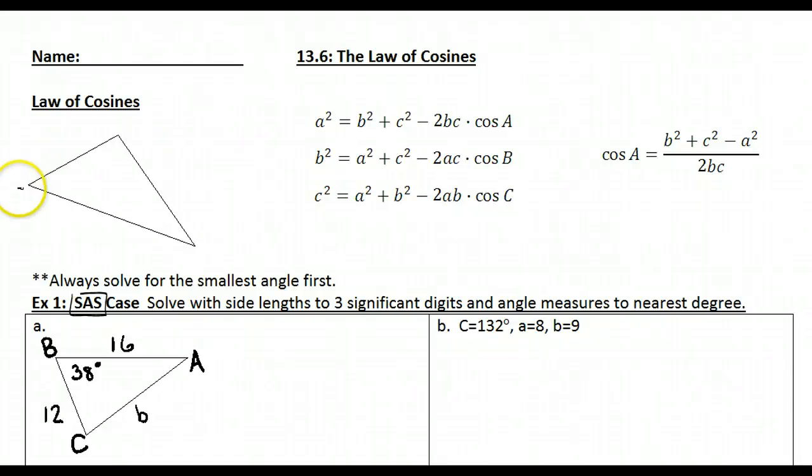We have our typical triangle where angle A is across from side A, angle B across from side B, and angle C across from side C. Here's 3 different versions of our formula depending on which side you're trying to find or which angle you're given. And then just so you know, you can also rearrange this formula. And when I rearrange this formula, this is what I get for cosine of A. Notice there's a mistake that should be a negative right there, negative 2bc.